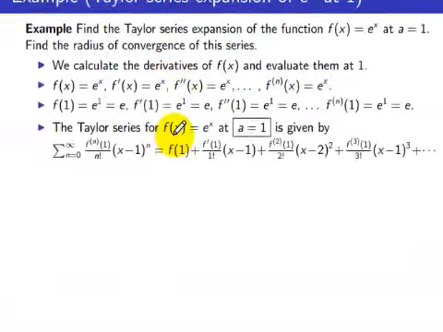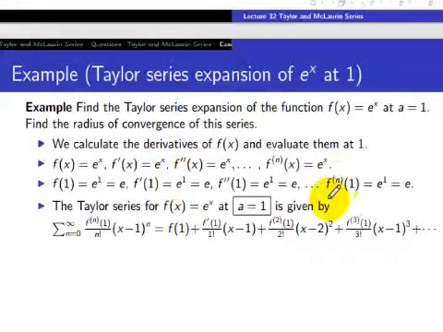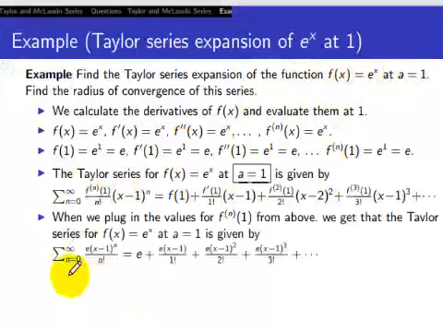Now you have to plug in to get the Taylor expansion. You have to evaluate those derivatives at that point here. So f prime of 1 is equal to this, like that. And you can substitute those values into the Taylor expansion, and you get the Taylor series at a equal to 1. So this is the Taylor expansion of e to the x around a equal to 1.